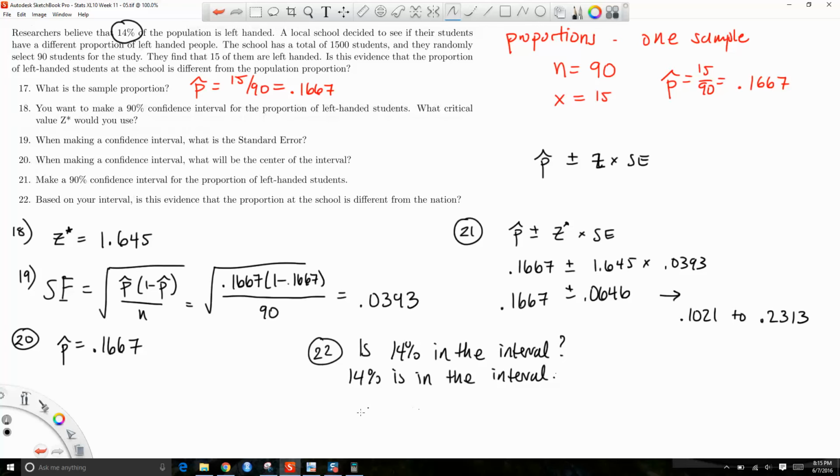Okay. So we do not have evidence that the school's proportion is different from the national proportion of 14%. You got 0.1021 to 0.2313. How did you get that margin? I did 0.1667 minus 0.0646. Okay, so here I write, so we do not have evidence that the school's proportion.